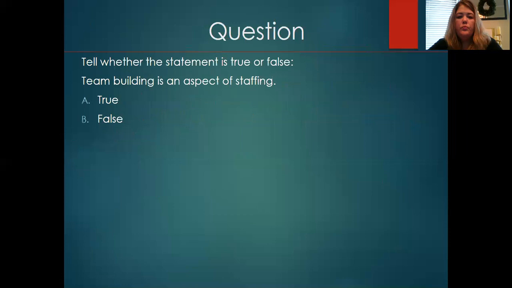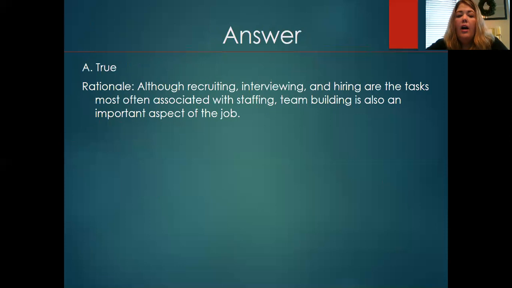So question, tell whether the statement is true or false. Team building is an aspect of staffing. This is true. Although recruiting, interviewing, and hiring are the tasks most often associated with staffing, team building is also an important aspect of the job.